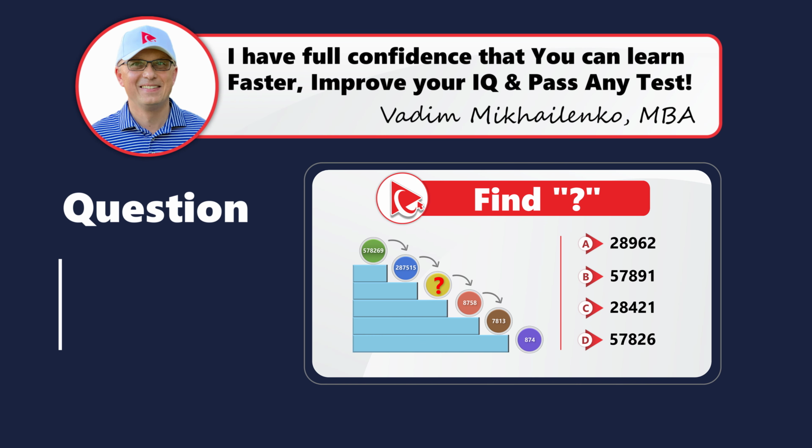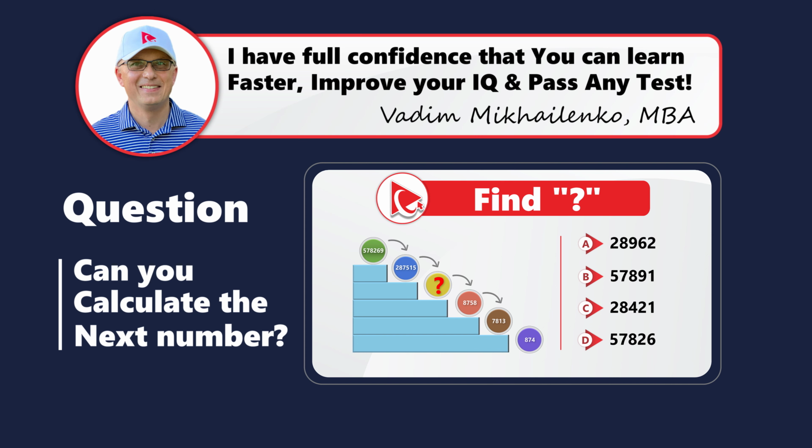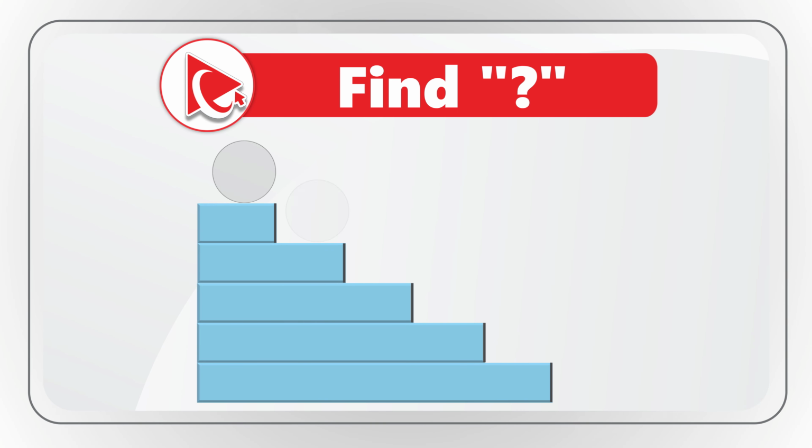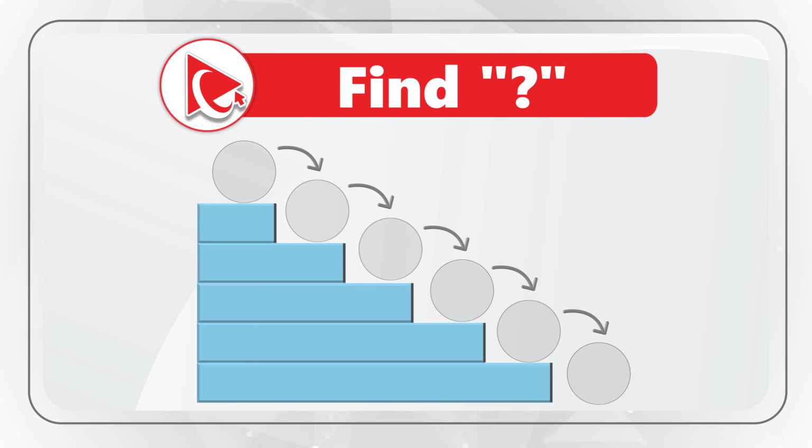I love this question because what's happening here is so unusual. We need to calculate the missing number. And we need to do it in the ball that's in the middle of the sequence. We see the ball that's rolling from the top of the stairs to the bottom of the stairs. And as it rolls, it changes the color inside, and it changes the number.